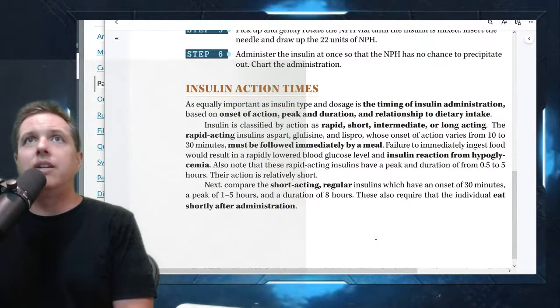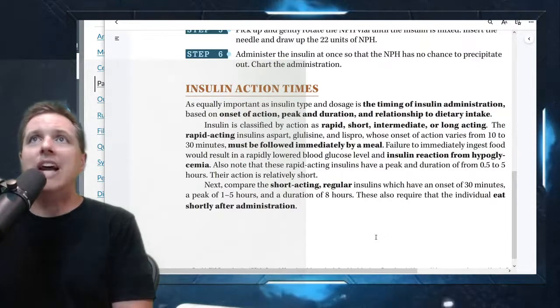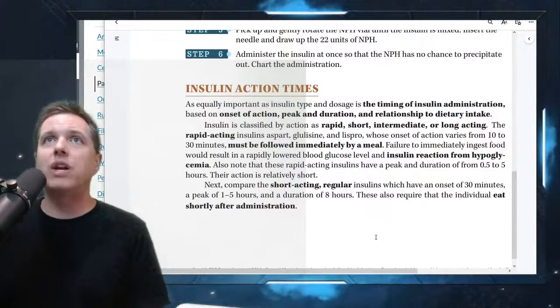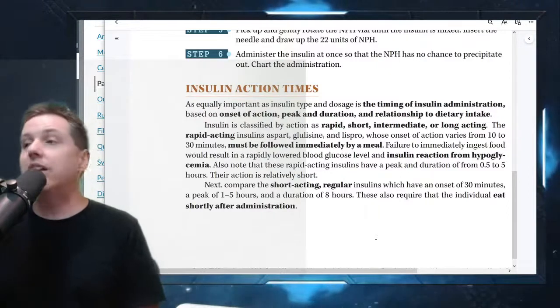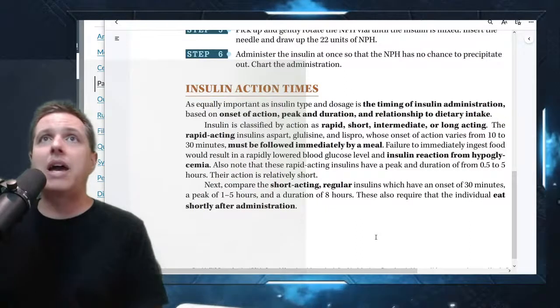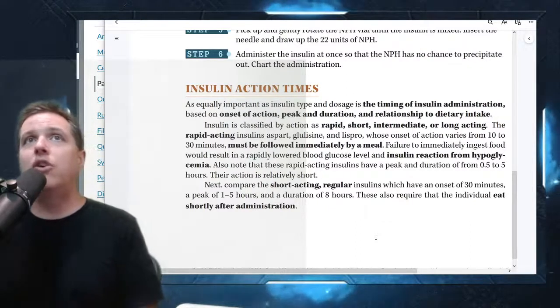Equally important as insulin type and dosage is the timing of insulin administration based on the onset of action, peak and duration, and relationship to dietary intake. There's a video talking about those things as well. Insulin is classified by action as rapid, short, intermediate, or long-acting.